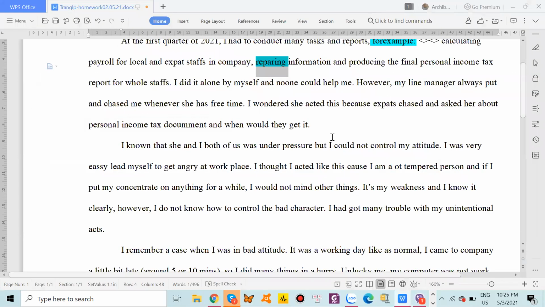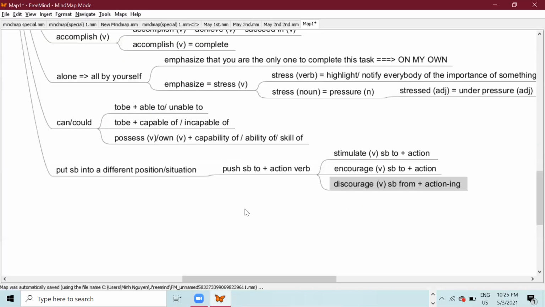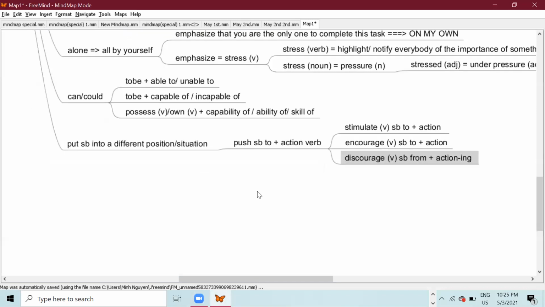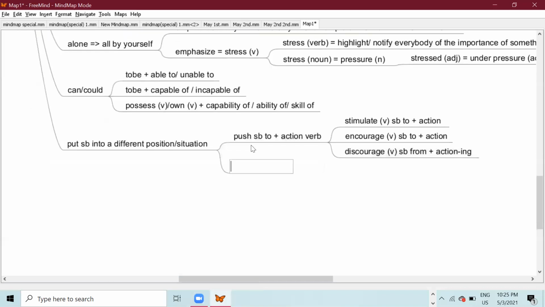Here, let's look at this one. "Chase me. Whenever she has free time, she chases me." Yes, you can use the word chase at work, or please try to use one more action verb, that is, she tries to make me follow up on my task.